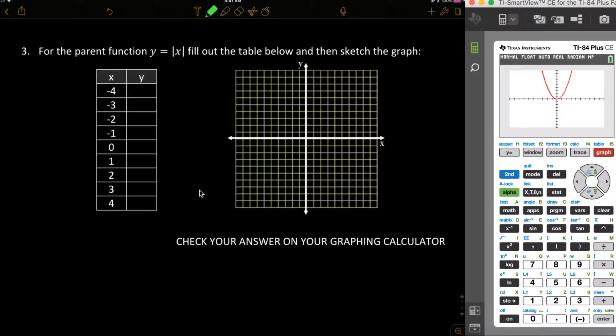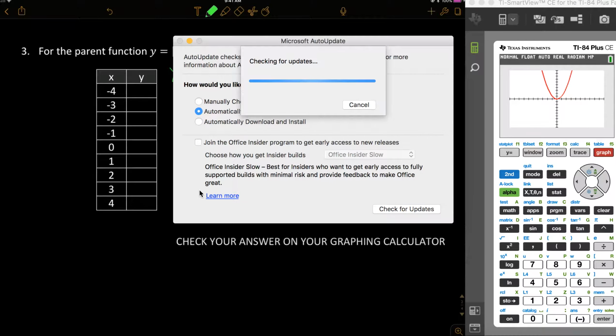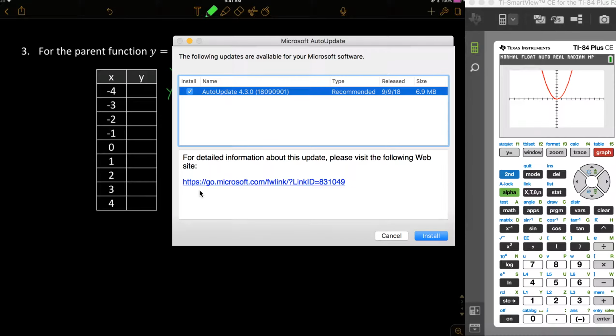Now we're going to look at the absolute value function. Y equals the absolute value of x. Remember that absolute value turns any number positive. So when I plug in my negative 4, I get 4 because the absolute value of negative 4 is 4. It just makes it positive. So then when I plug in my negative 3, I get 3. And when I take the absolute value of negative 2, I put 2.